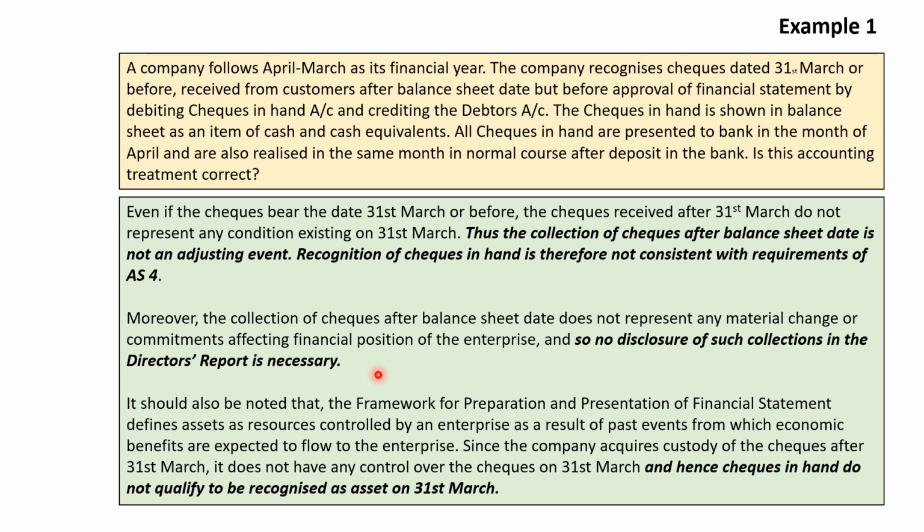It is a natural thing that you sell the goods to the customers on credit, and customers pay you the money. This is a normal course of business. This is not some significant aberration from the business. So there is no need to disclose it in the director's report also.